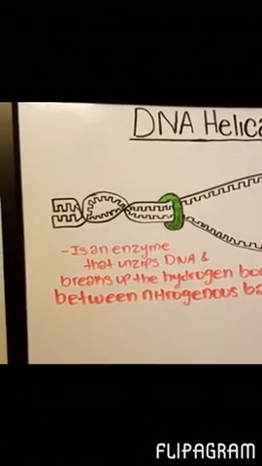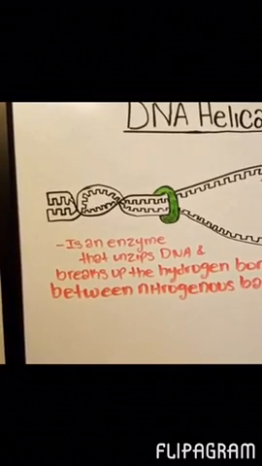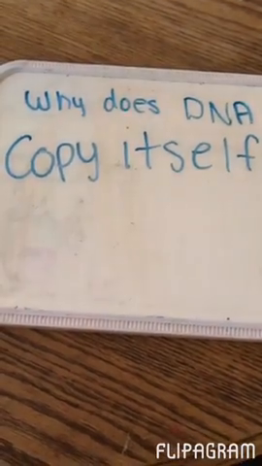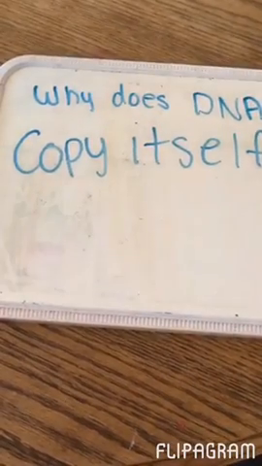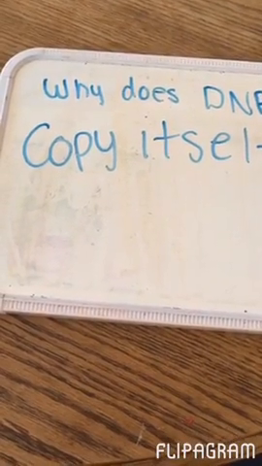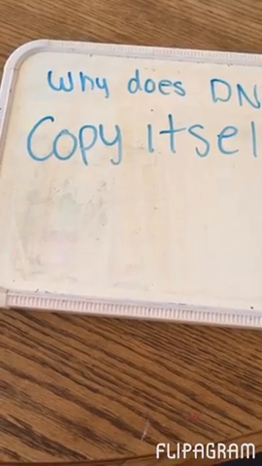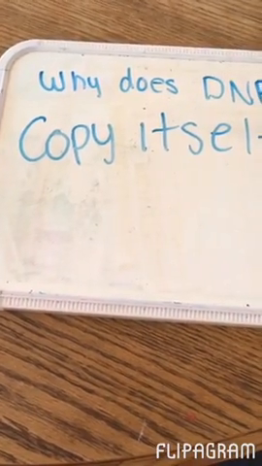DNA helicase is an enzyme that unzips DNA and breaks up the hydrogen bonds between nitrogenous bases. DNA copies itself. The two strands of a DNA molecule have complementary base pairs. The nucleotide sequence of each strand automatically supplies the information needed to produce its partner.